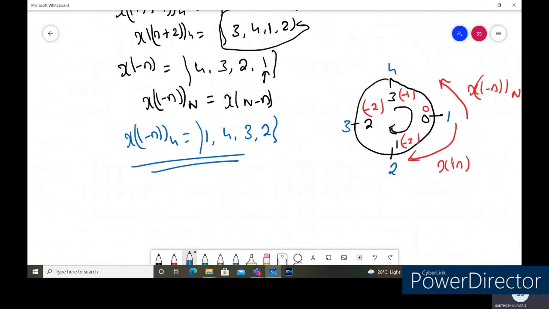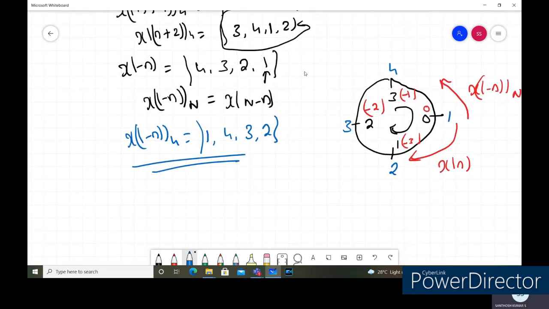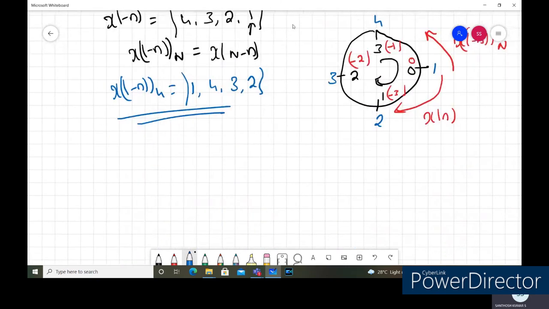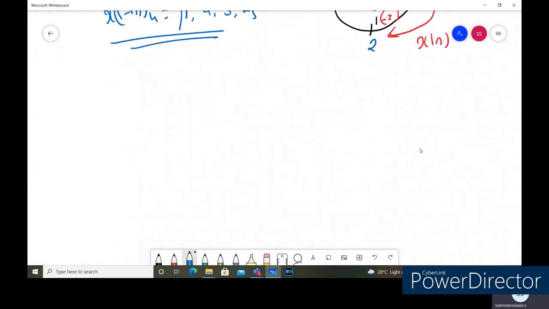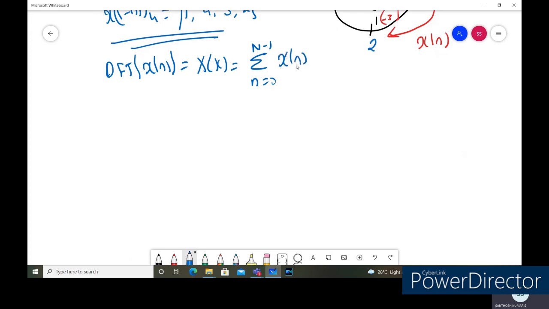So we have seen the concept of circular reflection as well as circular shift. With these fundamentals, we'll go for the properties of the DFT. Before going to the properties, let us recall the formulas for the DFT. The DFT of x of n, where x of n is the input and the corresponding output is x of k, is the summation from n equal to 0 to n minus 1 of x of n into omega to the power of k n. Here k can take the value from 0 to n minus 1.